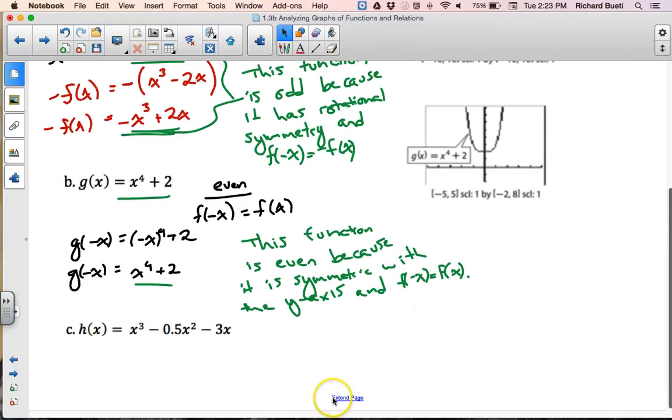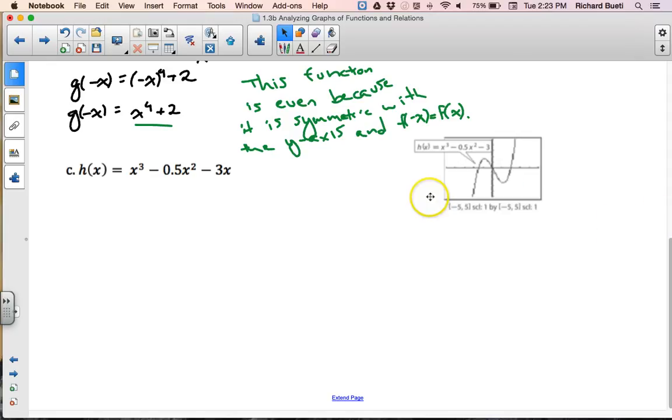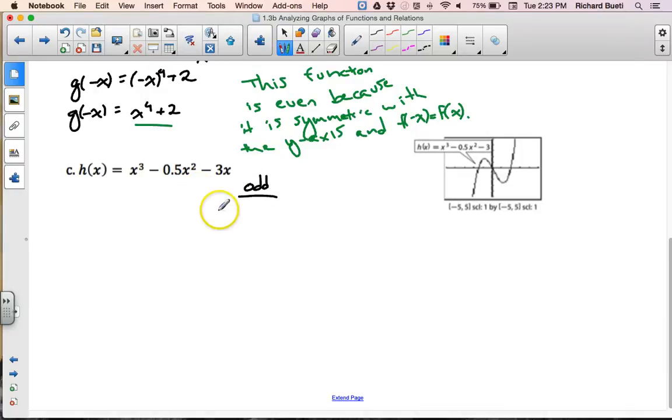So I have h of x is equal to x cubed minus 0.5x squared minus 3x. Well, I know that the graph of this function is going to look something like that. And what it does look like is it looks like it does have odd symmetry, or rotational symmetry. So I know that I'm not going to have to do my even test for it, but I am going to have to do my odd test for it. So if this is odd, I know that f of negative x is going to give me the same thing as negative f of x.